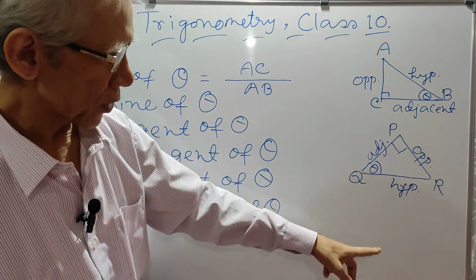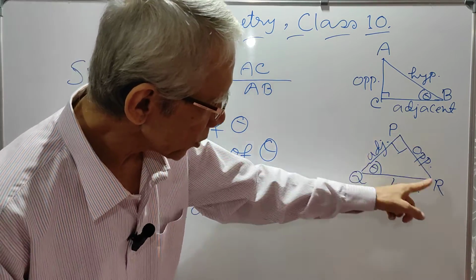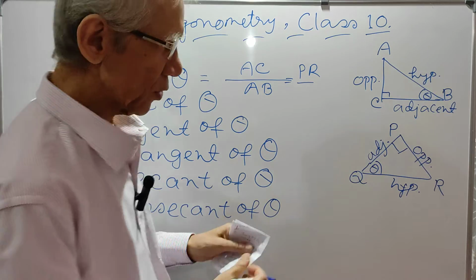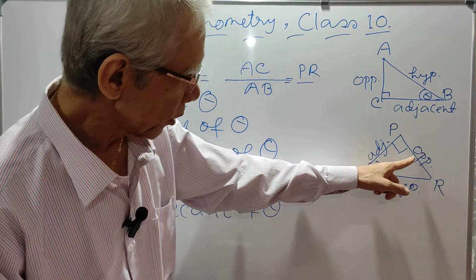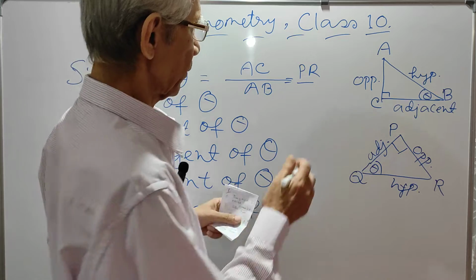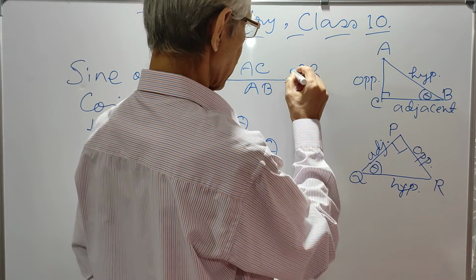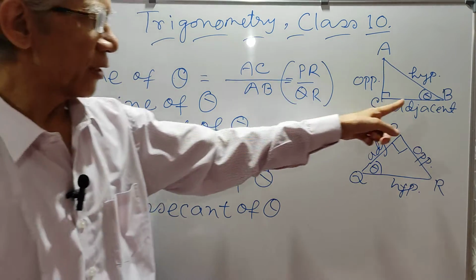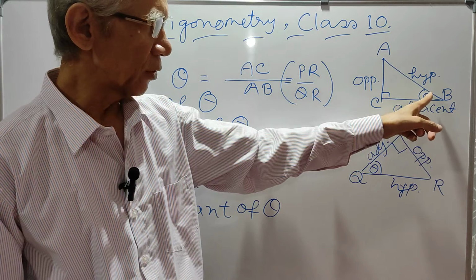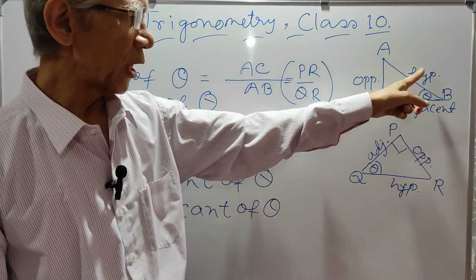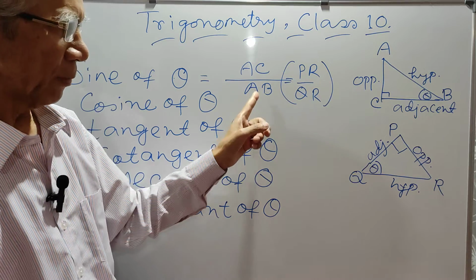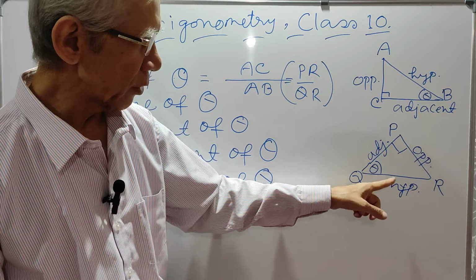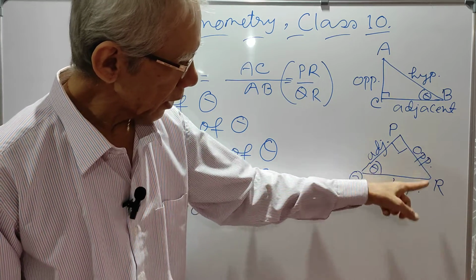Now if you consider this, sine of this angle theta will be what? Opposite PR, so this will be PR. In this triangle, sine of this angle will be opposite by hypotenuse, that means PR by QR. So in this triangle, sine of angle theta, theta being the acute angle under consideration, is opposite by hypotenuse, that means AC by AB. And here it is PR by QR.